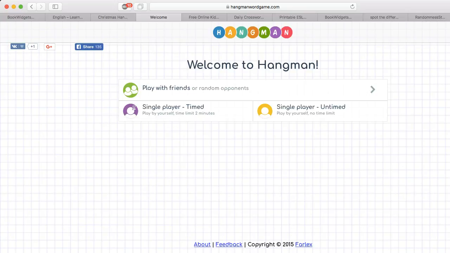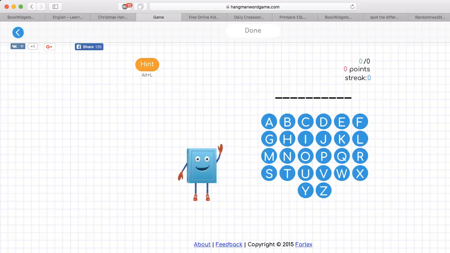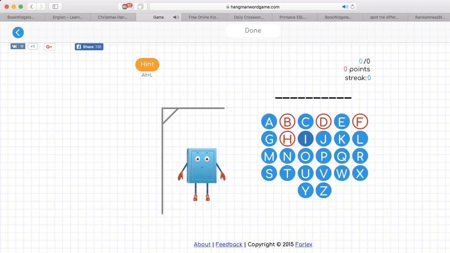But I wanted to show you these options. You can click on play with friends or random opponents. If you want something very, very challenging, because you have to play against time, against somebody, or you can click on single player untimed, so there's no time limit and you can play by yourself, or timed, and you have 2 minutes to solve the game. So you have all of these levels, and you see the game here, and you have to try to figure it out. I'm just going to click on it to show you guys. We're not going to play this one, but just to show you how it works.